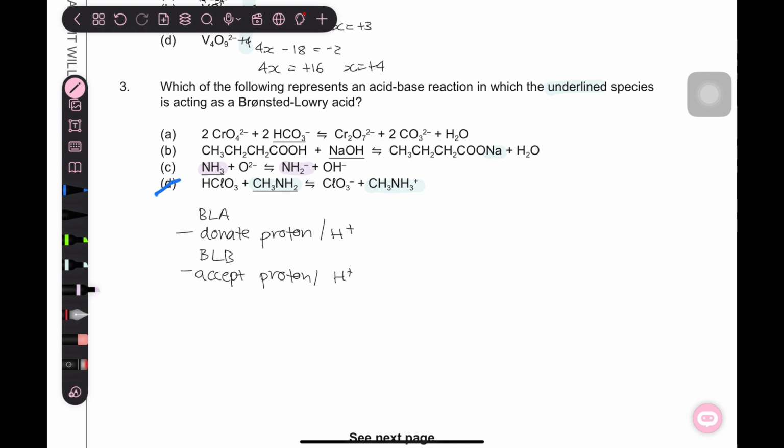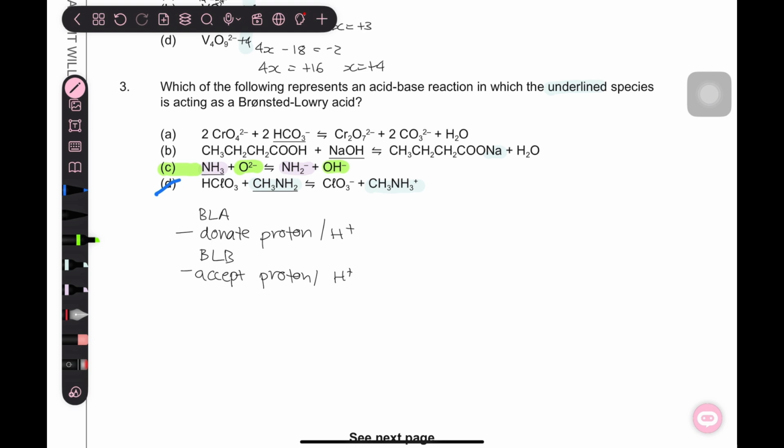And the second thing we're going to observe is if the species acting as the base is acting as a Bronsted-Lowry base, which in this case it is, and we know that because it's accepting the proton or H+. So right now I'm going to state this as my answer. However, for the purpose of this video, I'll go through A and B as well.